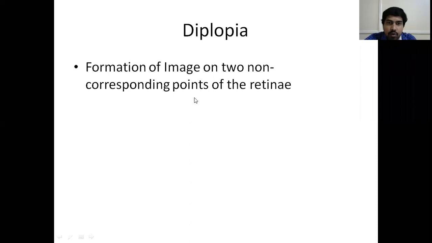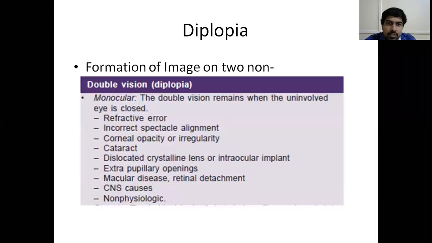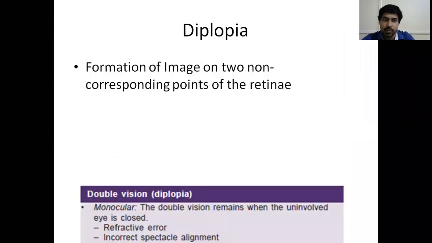But in case of squint, what happens when one eye is deviated? In one eye, the image will be falling on the fovea, and the x and y axis will be 0. But in the other eye, it will be falling on some extrafoveal point, that is a non-corresponding point. That non-corresponding point has a different x-axis and y-axis position. That's why you will see that the image is slightly located to the right side or the left side. So that is known as diplopia or double vision.